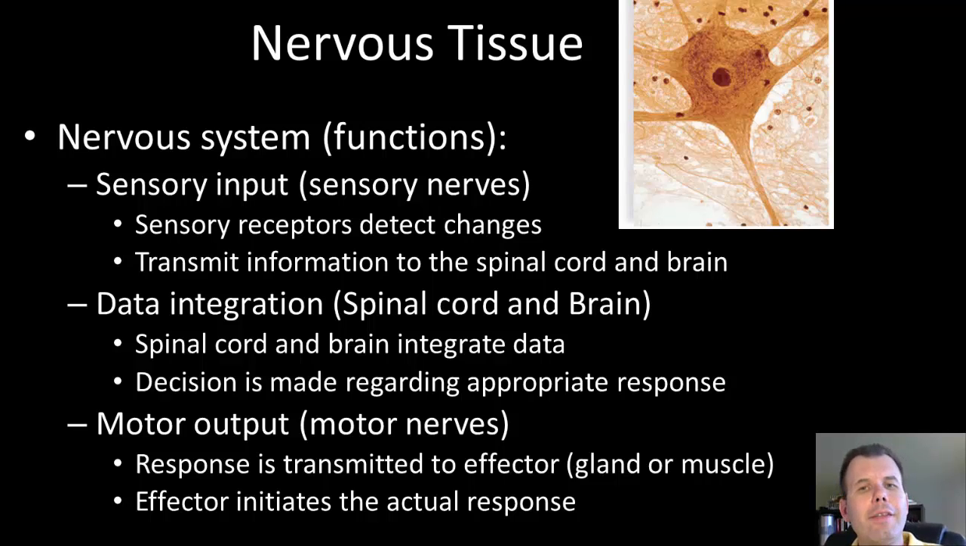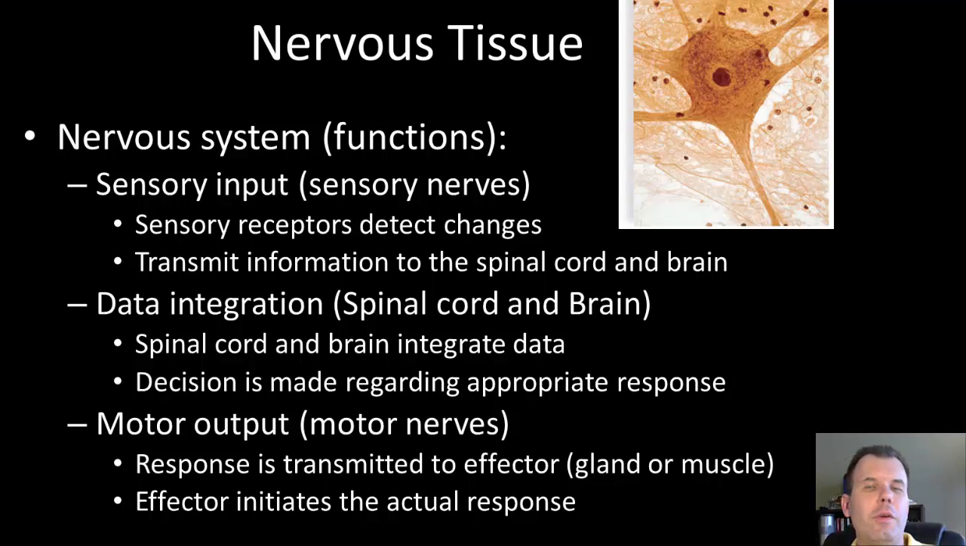Okay, the last type of tissue is the nervous tissue, and nervous tissue all deals with the nervous system. And we're going to talk more about the nervous system in the next couple weeks, so I'm not going to spend too much time on this. But the really important cell that we want you to know is the neuron, okay, and the different parts.